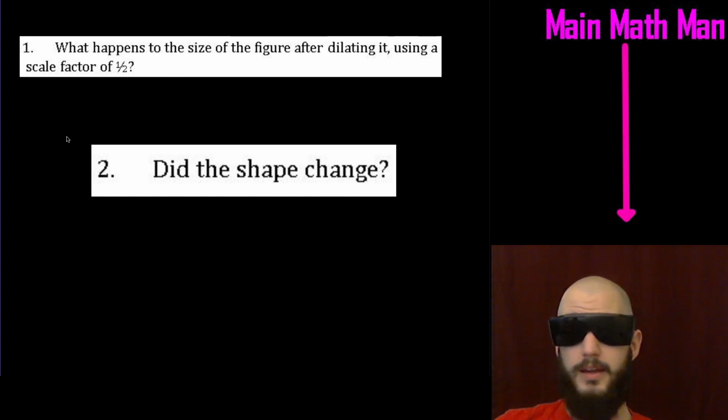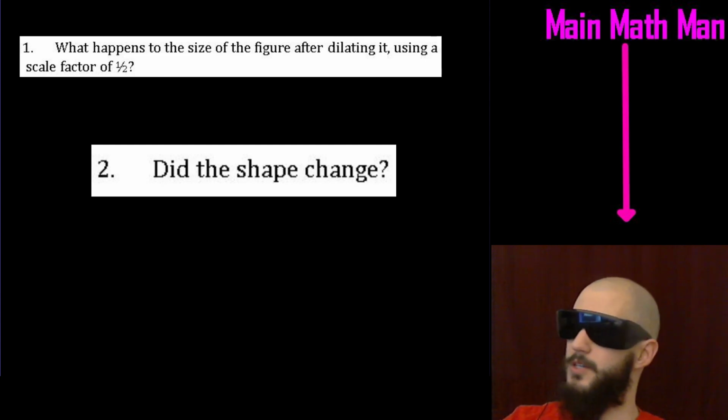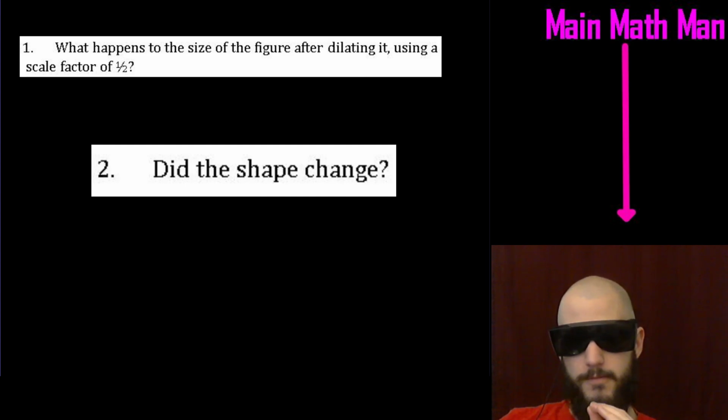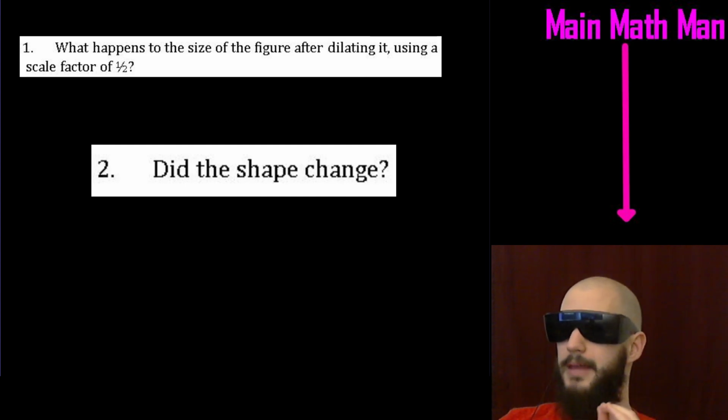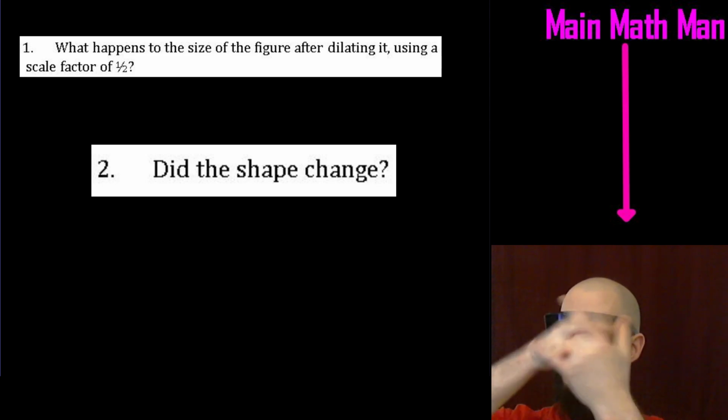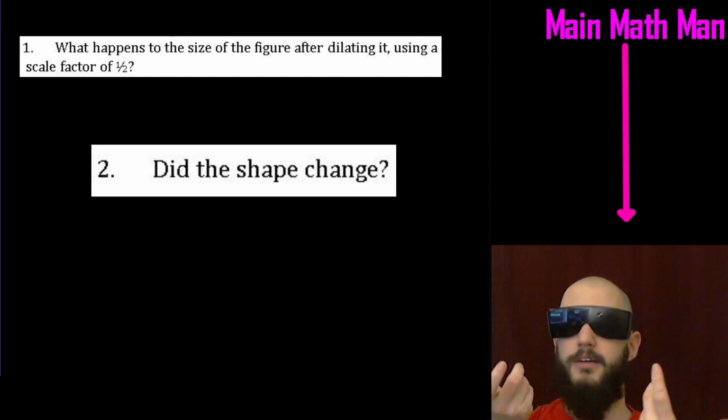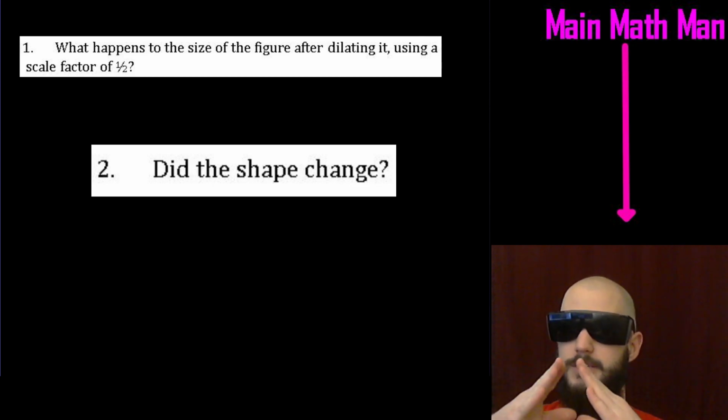And again, did the shape change? Definitely not. The shape does not change since we multiplied each of the coordinate points by the same scale factor. That's why it doesn't end up like some weird shape that just folds in on itself. It's still that same shape.